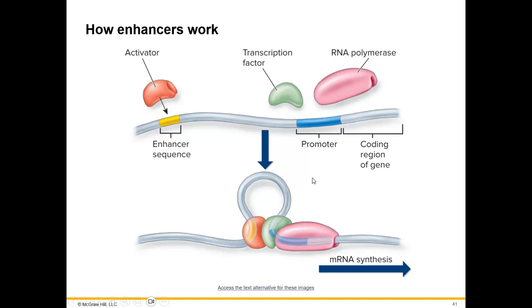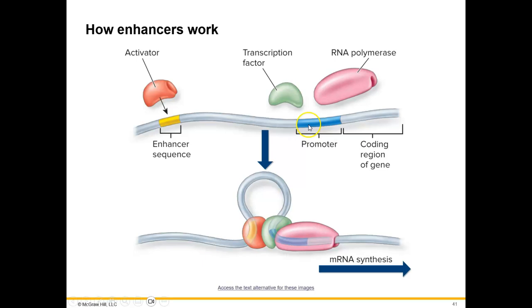So the activator is really just acting to make our RNA copy during transcription faster. It speeds up the process. It makes it happen more efficiently. So the activator binds to the enhancer sequence. You can see our transcription factor here is binding at the beginning of the promoter.